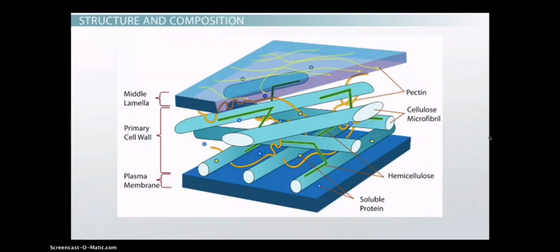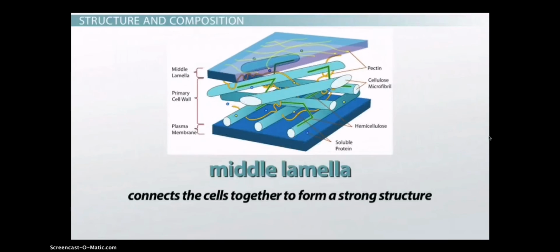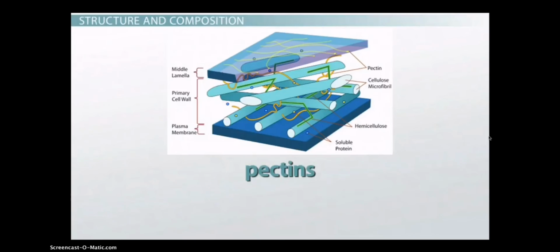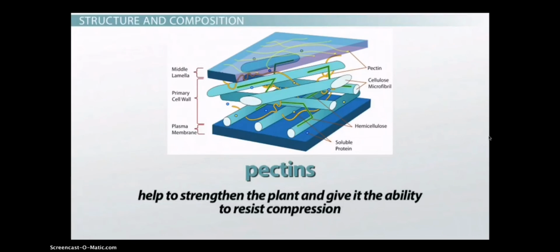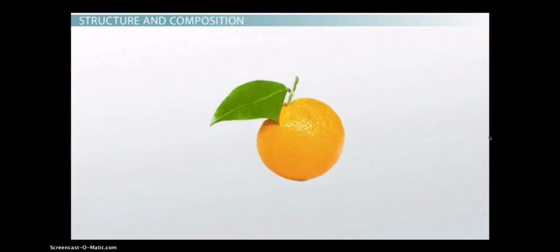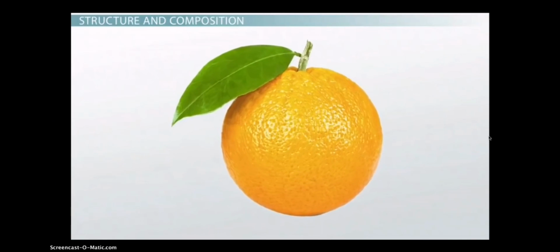The top layer is the strangely named middle lamella. This outer layer is shared by neighboring cells, and it connects the cells together to form a strong structure. It is also very flexible. The middle lamella is rich in pectins, which help to strengthen the plant and give it the ability to resist compression. They also contain enzymes that help to break down the cell wall, allowing the plant to change its structure. This process is important when fruit is ripening.